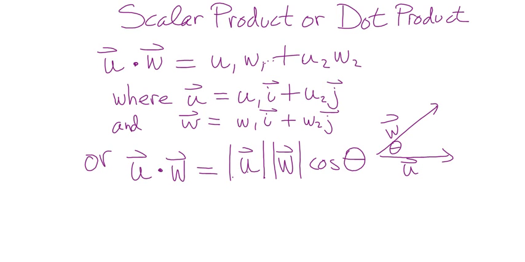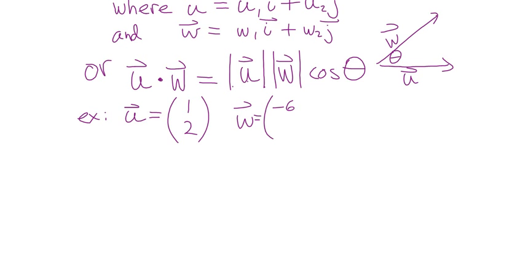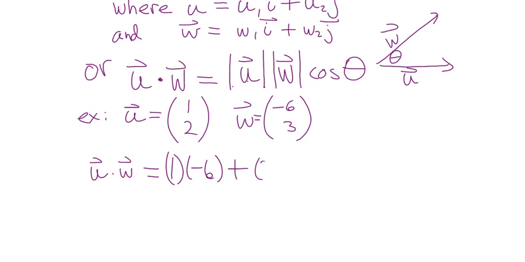So, for example, U is equal to 1, 2, and W is equal to negative 6, 3. And U dot W is equal to U1, 1, times W1, negative 6. So it's 1 times negative 6 plus 2 times 3, which is equal to 0.